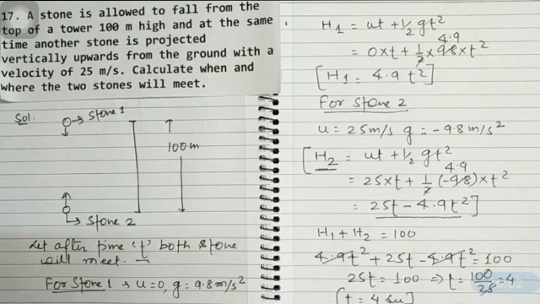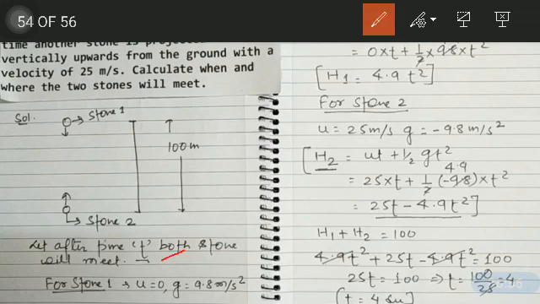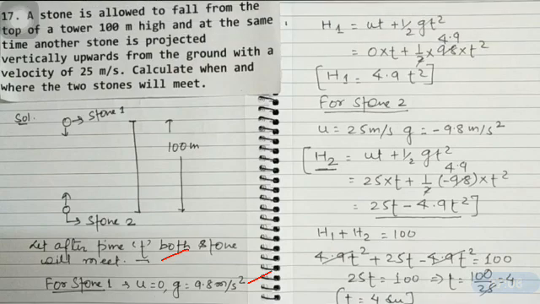Suppose both the stones meet after time t. After time t both stones will meet. So for stone 1, which is falling towards the ground, we have u equals 0 and acceleration due to gravity 9.8 meter per second square. We can calculate the height covered by it, that is h1.